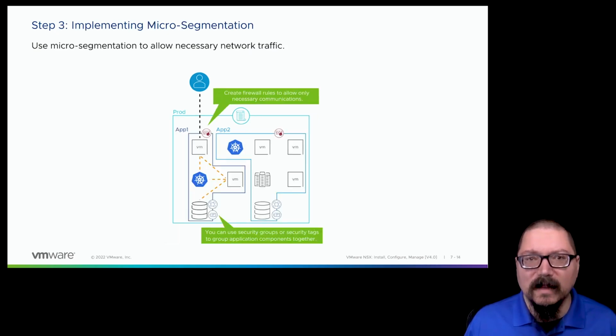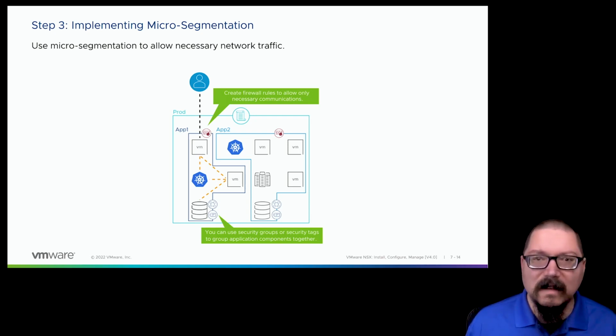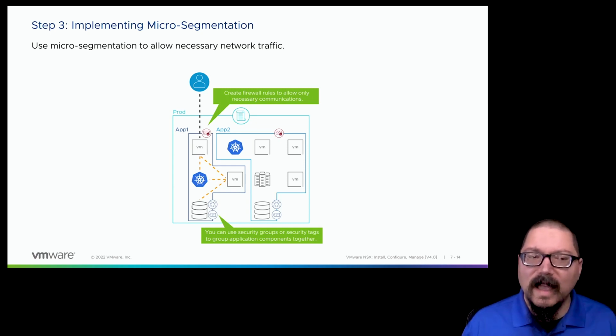Then I need to implement microsegmentation. So that's going to be, only my users can access my web server, and only on port 443. And my app server can only talk to the middleware on specific ports, and my middleware can only talk to the backend database on certain ports. And we want to limit what can be communicated with inside the application, right?